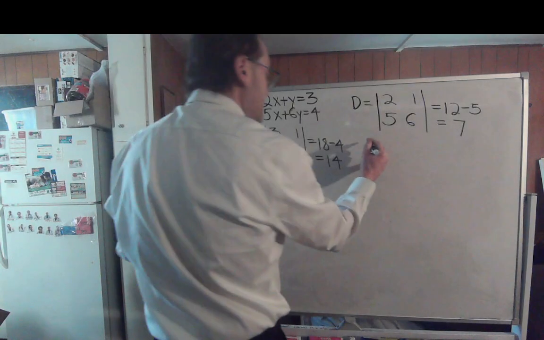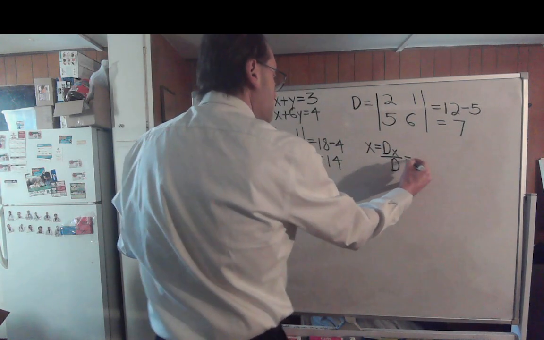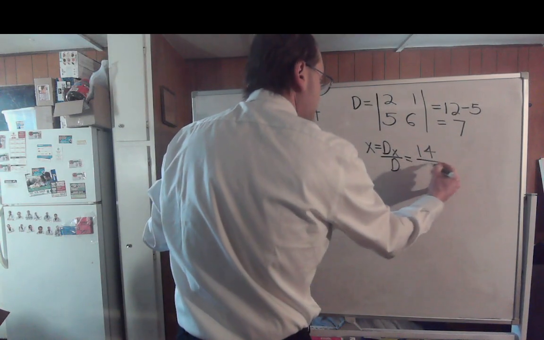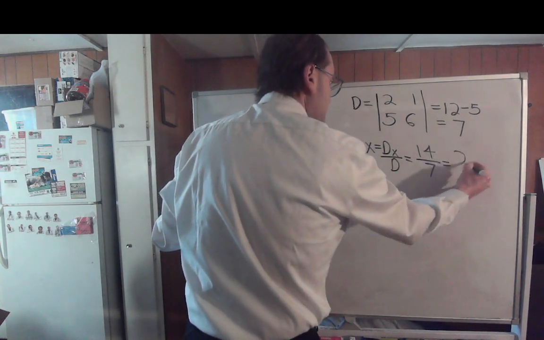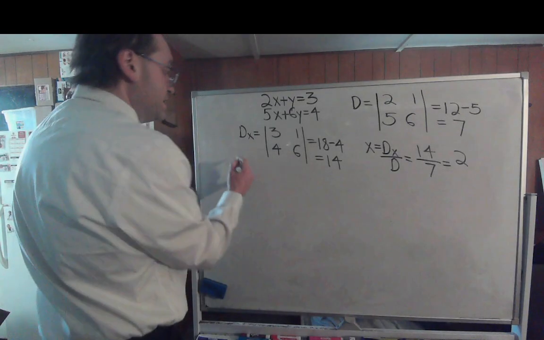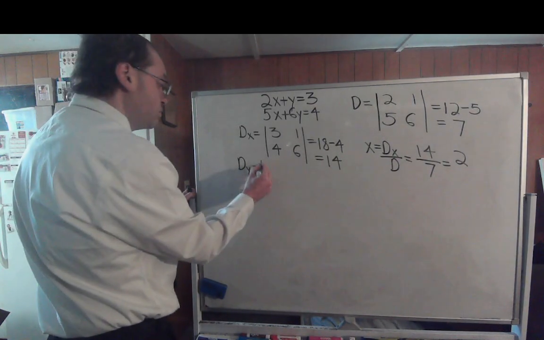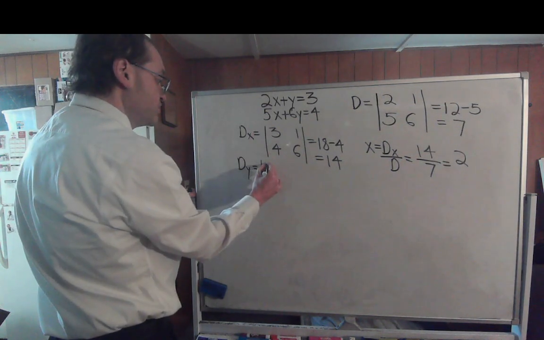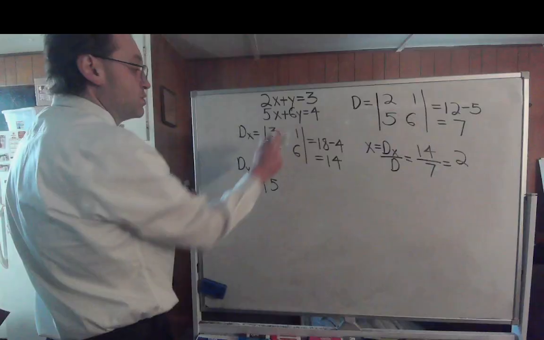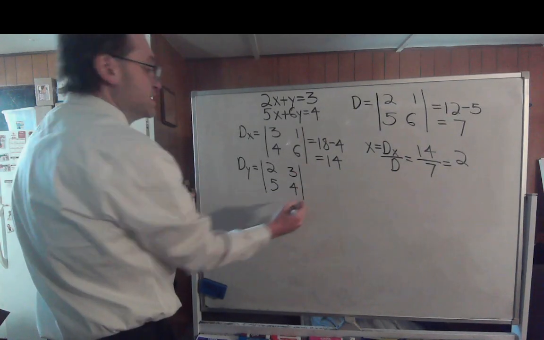All right, now we can find x. So x equals the d sub x over the d. Well, d sub x has a value of 14. The d has a value of 7, so 14 divided by 7 is 2. So the x-coordinate of the ordered pair for this would be 2. Now let's find d sub y. So since we are seeking to find the y-coordinate, we'll leave the x coefficients alone. We'll have 2 and 5 still in our x column. But that 1 and 6 in the y column will get replaced with that 3 and that 4, since we're trying to find y.